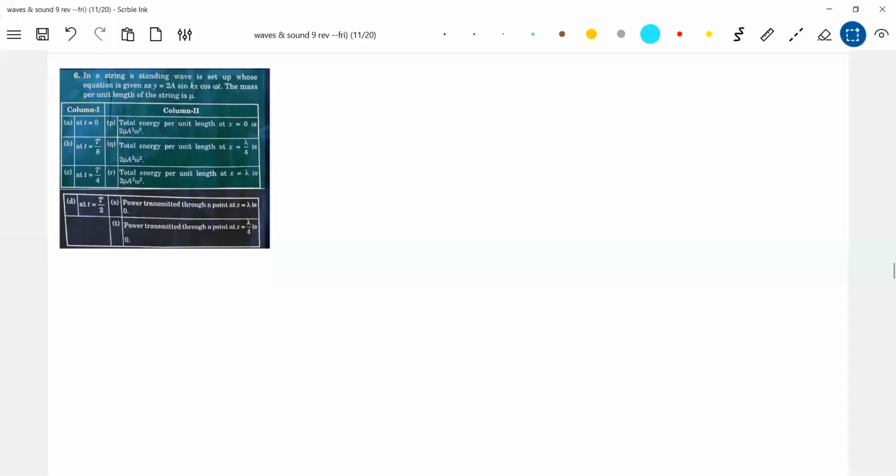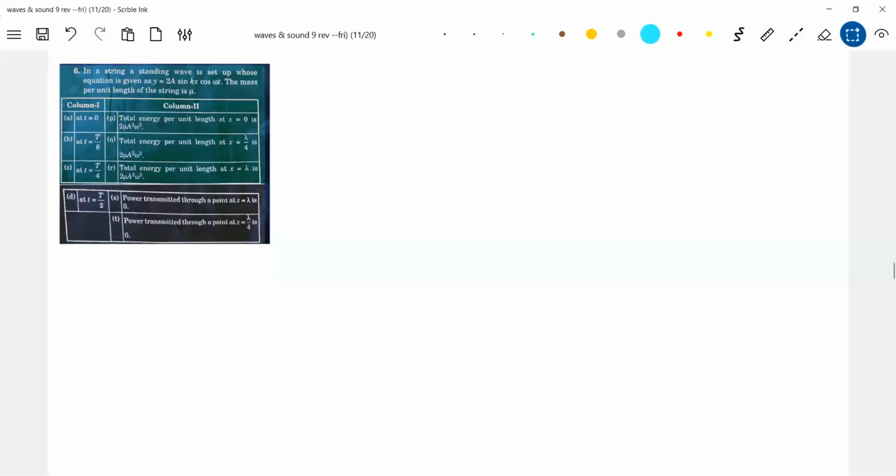Now read the question first. Yes, the equation is directly given for us: sin kx cos, and the mass per unit length of the string. It is asking two things. At x equal to 0, is it a node or anti-node? We have to take this decision, x equal to 0 node or anti-node, and proceed from there.